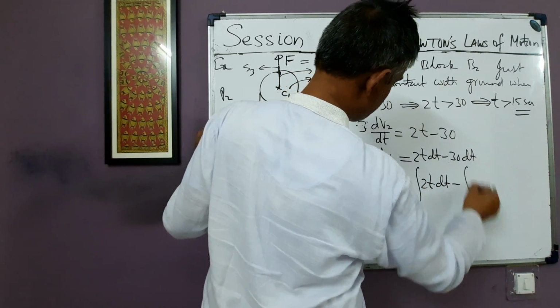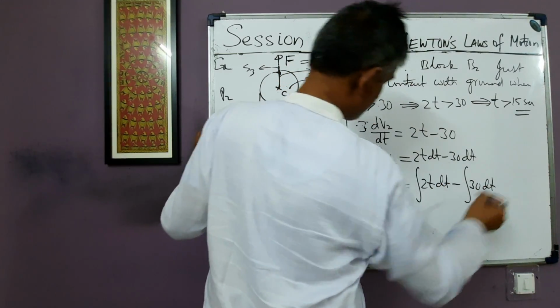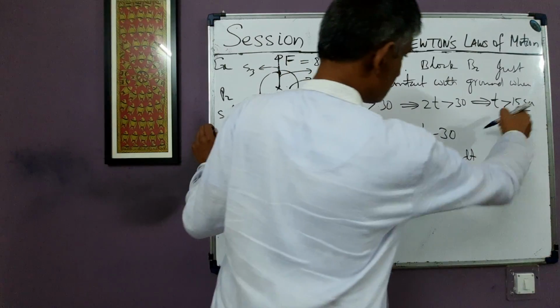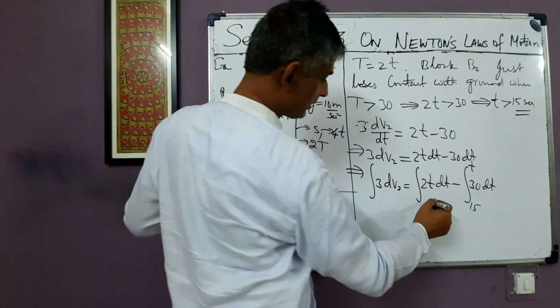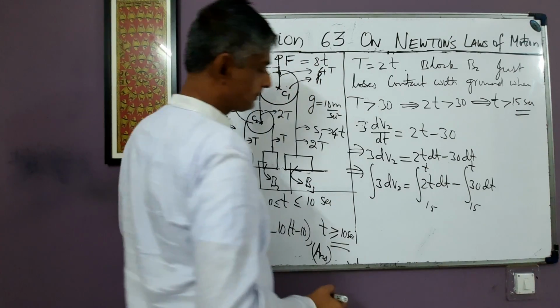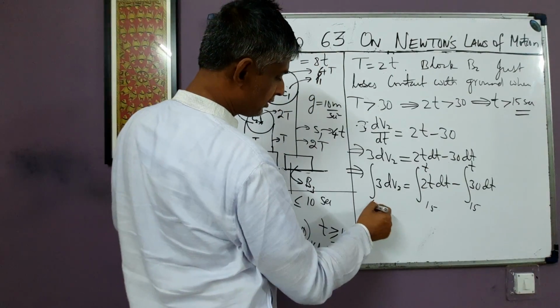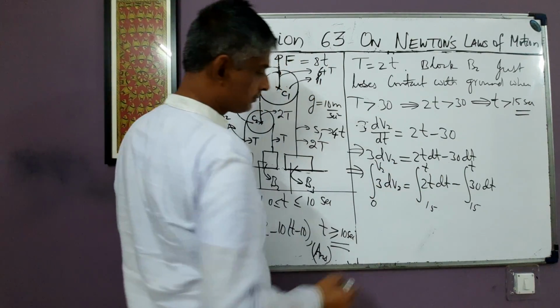2t dt minus 30 dt. What are the limits of t? t will start from 15 and go to t. The lower limit of t is again 15, the upper limit is t. For t equal to 15, v2 is 0. For t equal to t, it is v2.